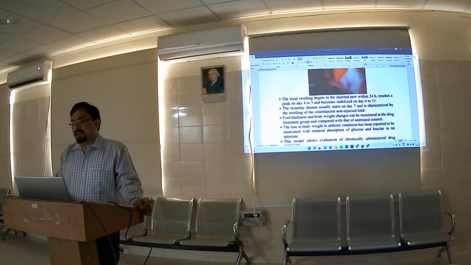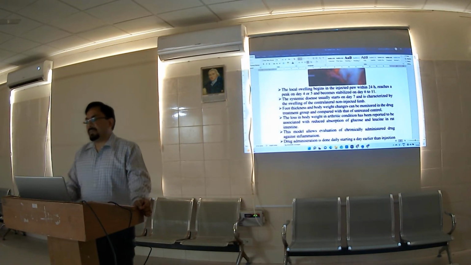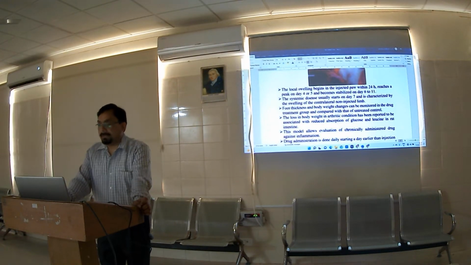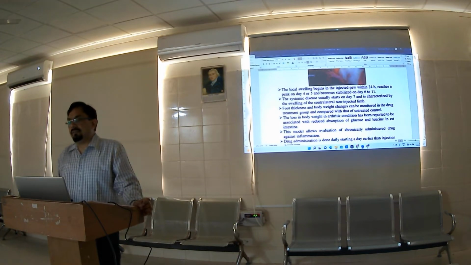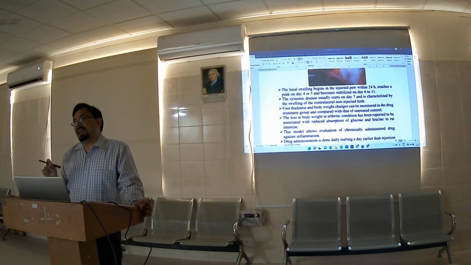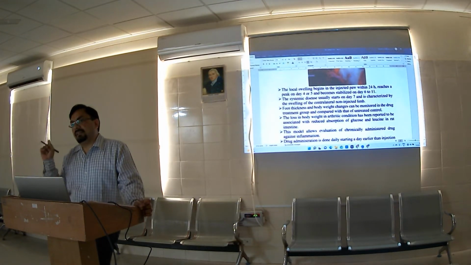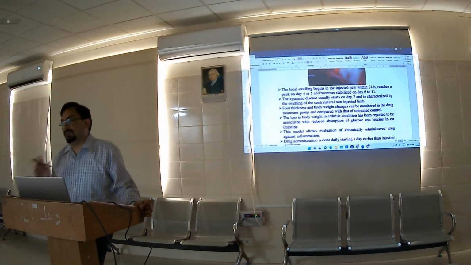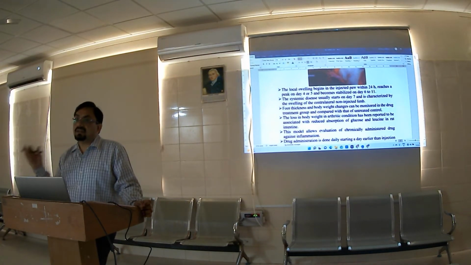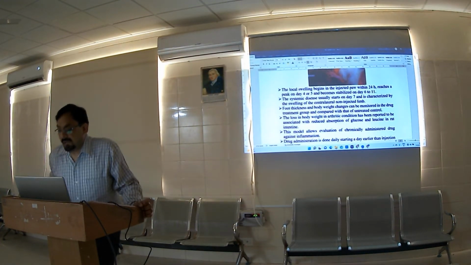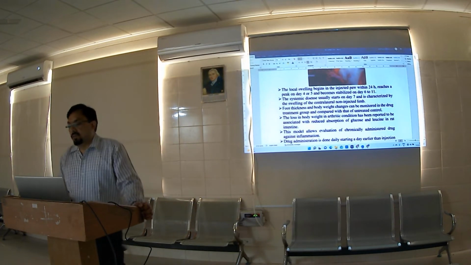So the local swelling begins in the injected paw within 24 hours. This swelling is because of non-immune acute swelling. It reaches a peak on day 4 or 5, indicating the chronic inflammation. That is why we consider this model after a week, and it becomes stabilized on day 6 to 11.